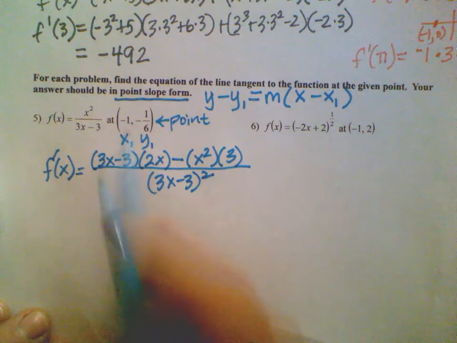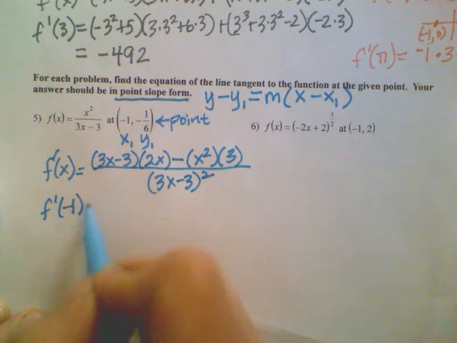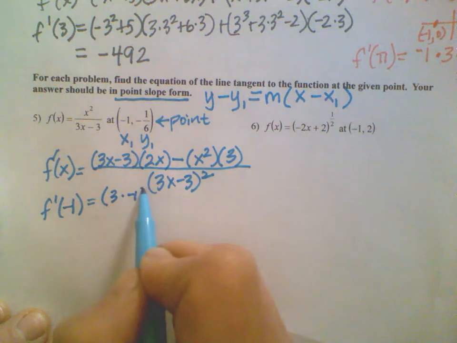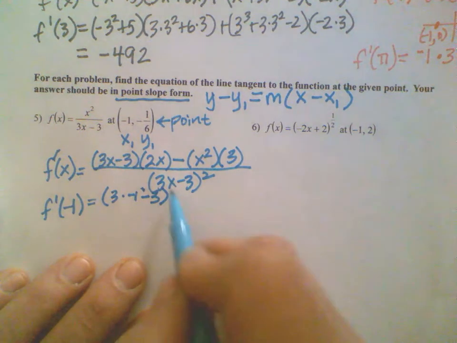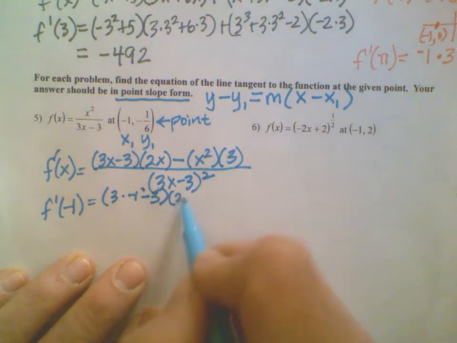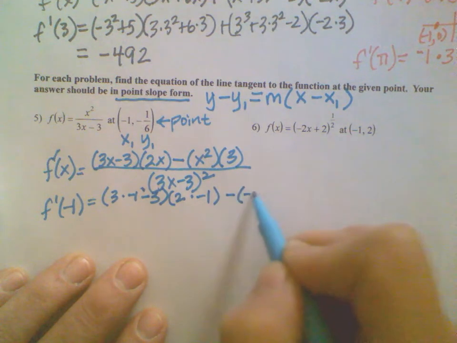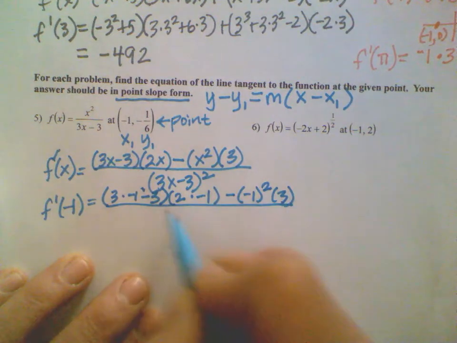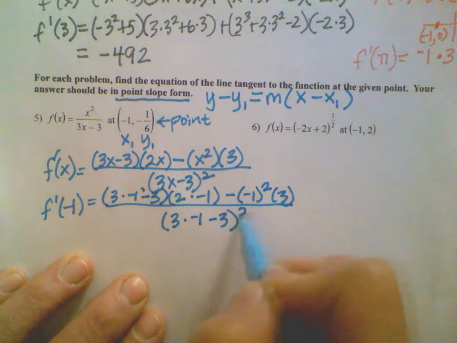And then I need to evaluate this at negative 1. So again, that means I'm going to be putting in negative 1 for x. So 3 times negative 1 minus 3 times 2 times negative 1 minus negative 1 squared times 3, all over 3 times negative 1 minus 3 squared.